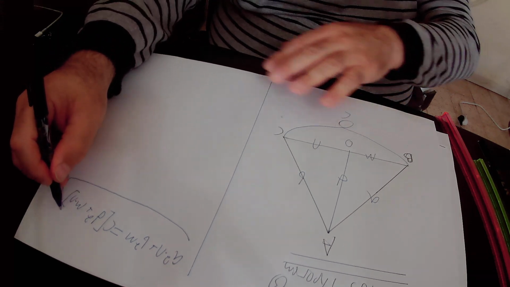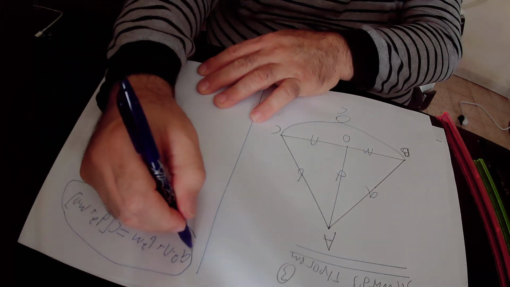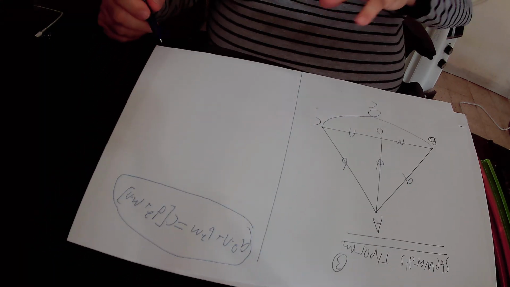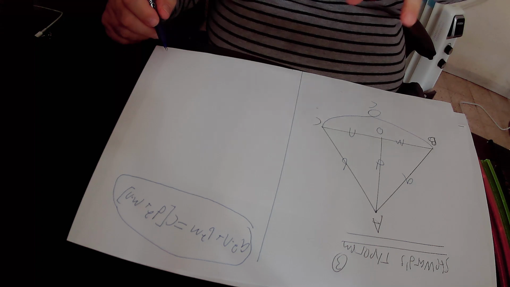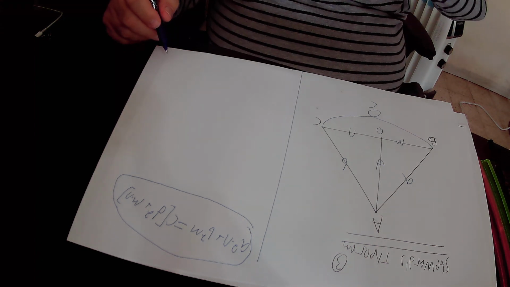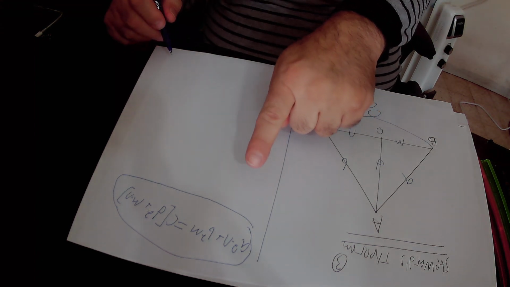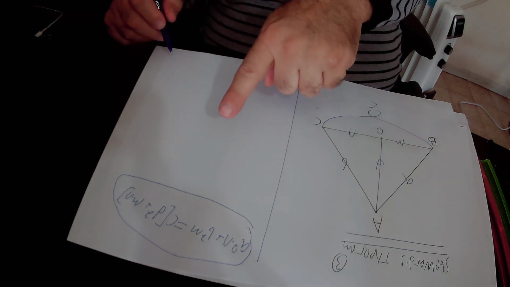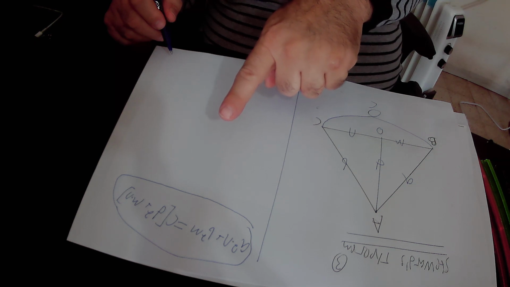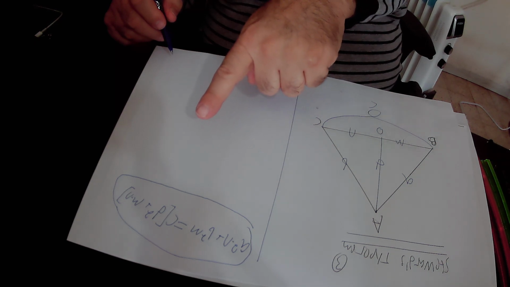I'll repeat again. In any triangle, according to Stewart's theorem, the following equation is true: a squared times n plus b squared times m equals c. Open brackets here. Inside the brackets we have d squared plus mn.